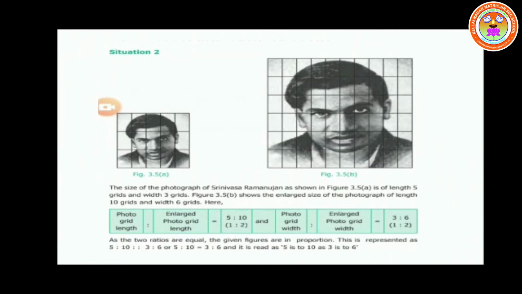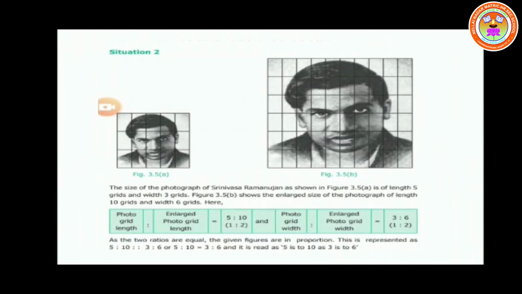Now this 5 is to 10, you can write as 5 by 10. You can cancel: 5 fives are 5, 5 twos are 10. So you will get the ratio 1 is to 2. Then 3 is to 6, you will get this as 1 is to 2. That is what is given in that green color table.